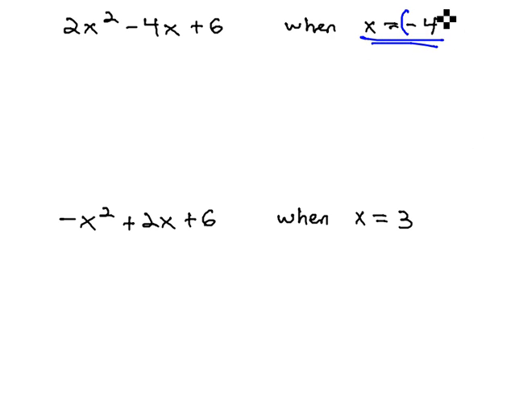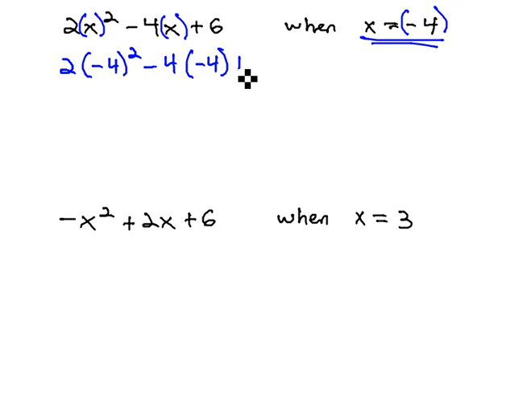If we know x is equal to this 4, we can go back to each of these x's and replace them with the negative 4. This will give us 2x, or 2 times negative 4, squared, minus 4x, or 4 times negative 4, plus 6. Once I've made this substitution, I've reduced the problem down to an order of operations problem.